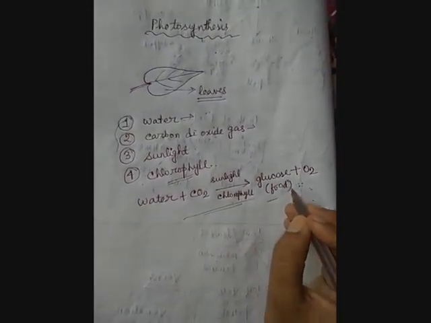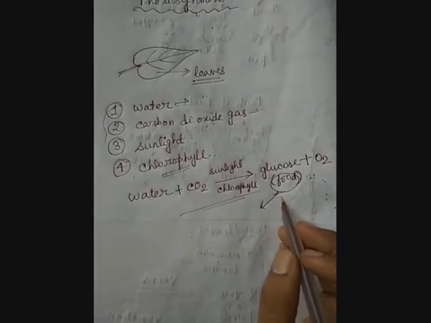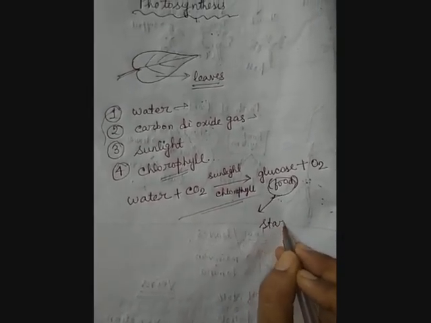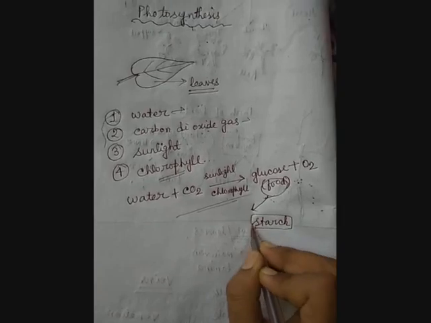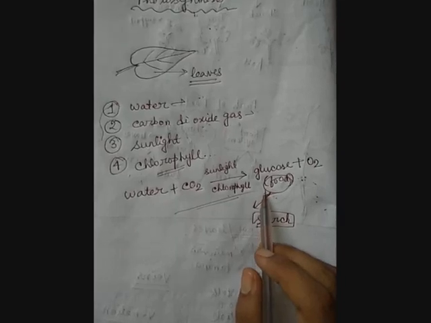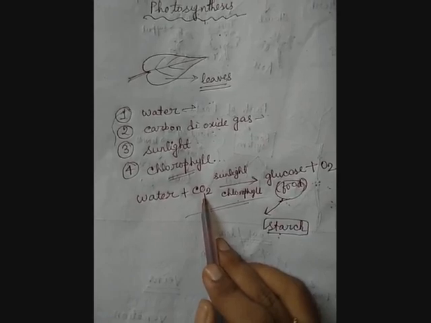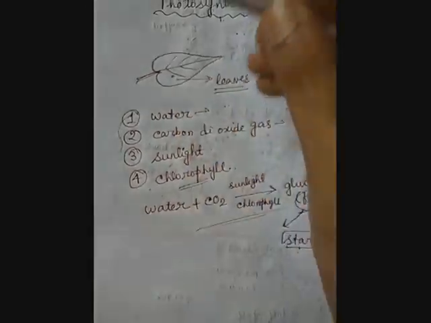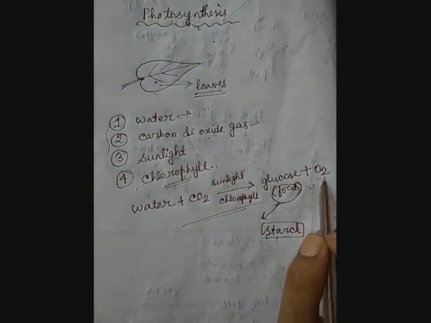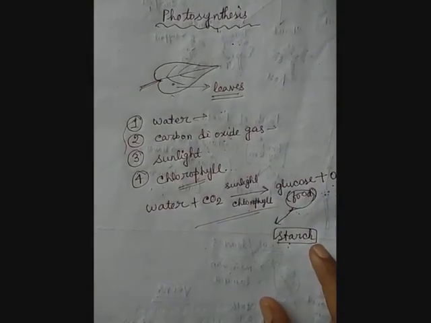The glucose or the food that is produced circulates through phloem tubes to the various parts of the plant, and excess food is stored in the form of starch. Carbon dioxide gas is taken from the air and enters through the stomata into the leaves, and again through stomata, after the process, oxygen gas is released into the atmosphere. So this is the process of photosynthesis.